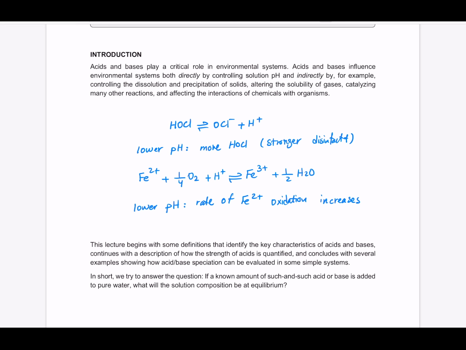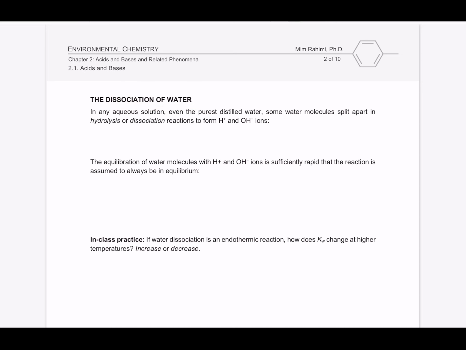So when it comes to acid-base, the core reaction is extremely simple. It's always about the dissociation of water. We talked about this before in chapter 1, very briefly, talking about the dissociation of water or water hydrolysis, which was the simple reaction of water liquid dissociated to H plus in the aqueous form and OH minus.